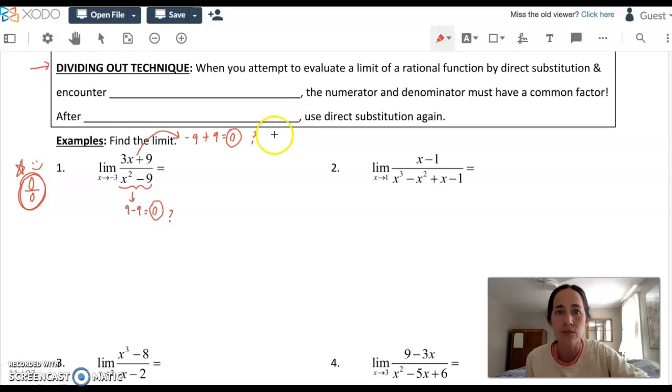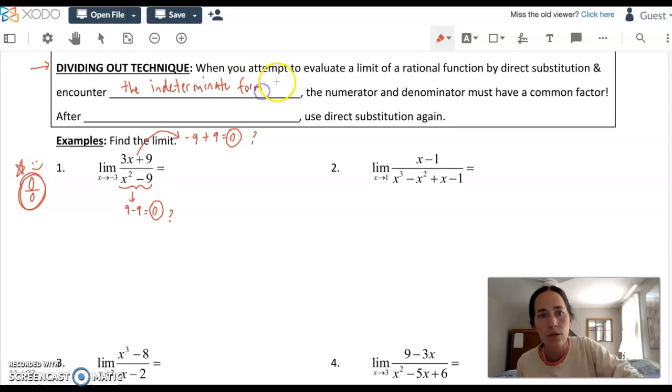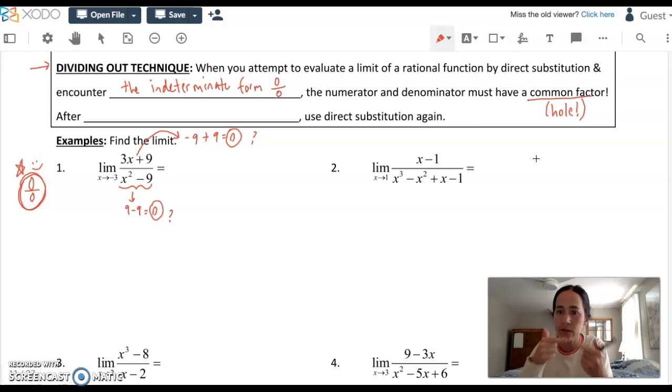rational function. So it says when you attempt to evaluate a limit by direct substitution, you encounter what I said was the indeterminate form 0 over 0. That means there is going to be a solution. The numerator and denominator must just have a common factor, meaning in the graph there's got to be a hole, right? But the two sides are generally going to link up at a certain spot, so there's hope. You could still find a limit.